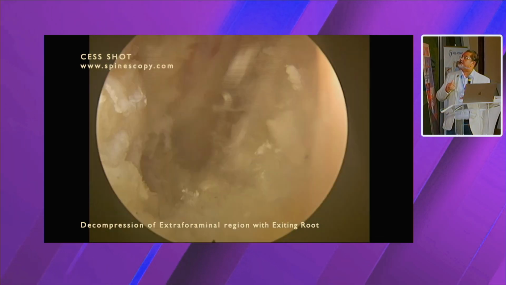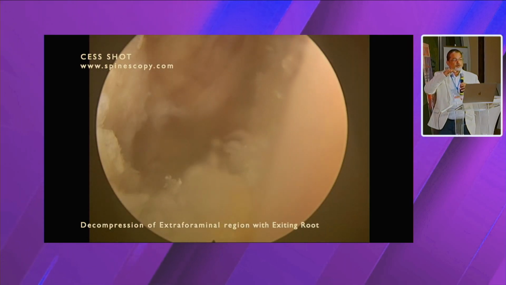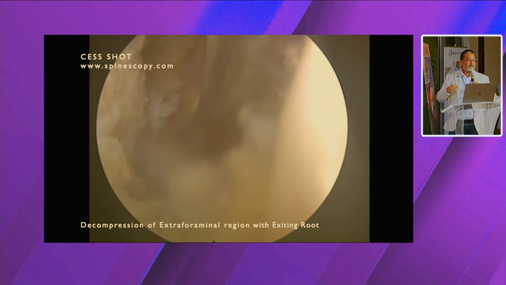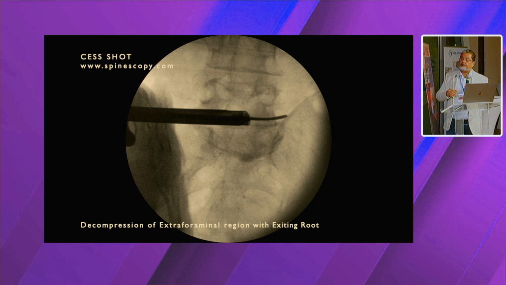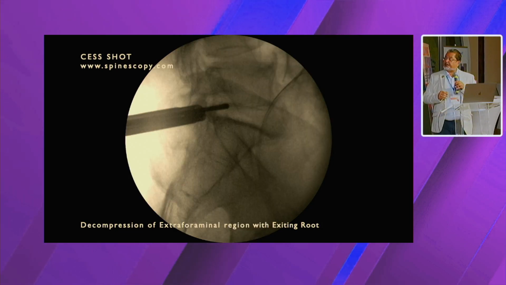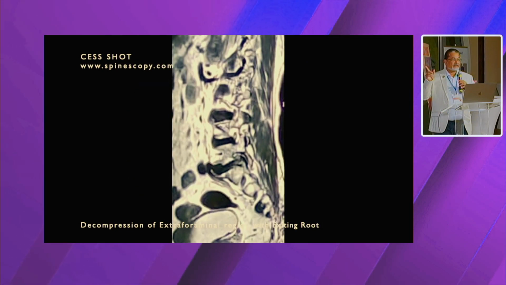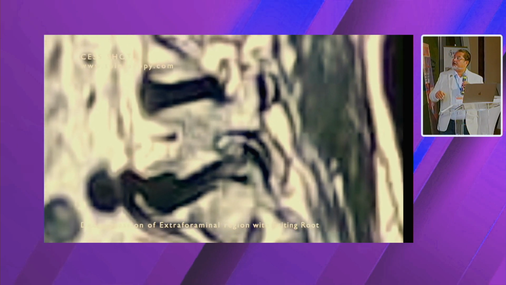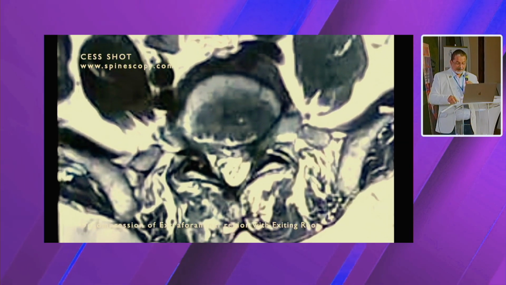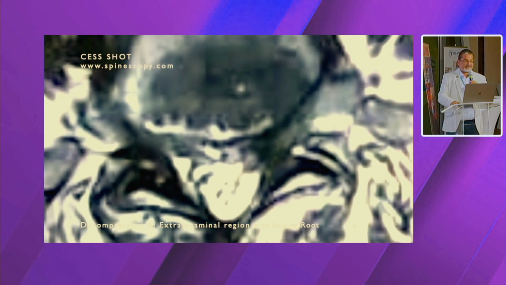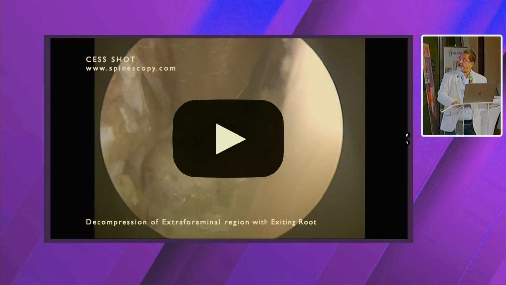This is all extraforaminal region. So you can save a lot of pars interarticularis. You really don't have to take it off. This is the picture intraoperatively, and you can see this is the extraforaminal zone, which is more turned. This is the post-op MRI of this patient. This patient did extremely well after the surgery.